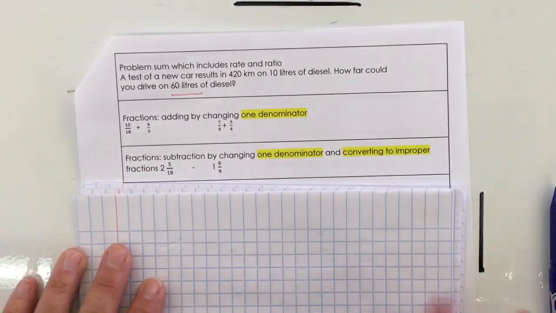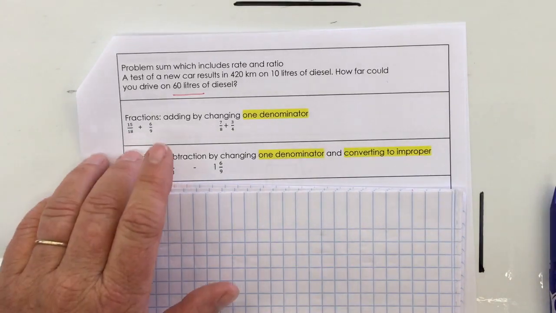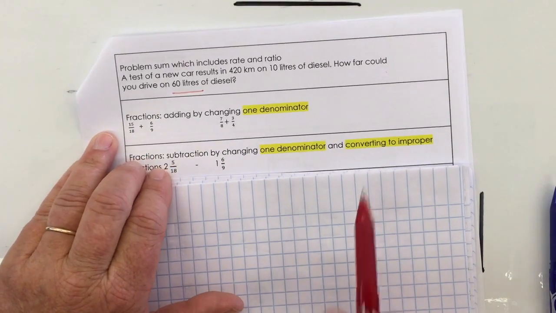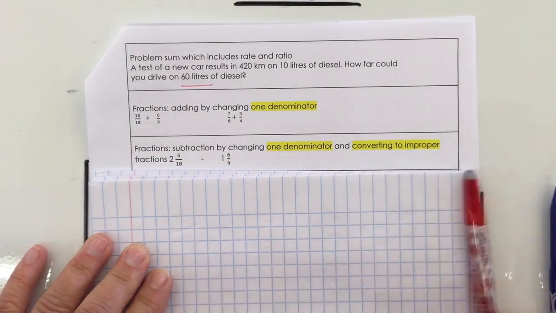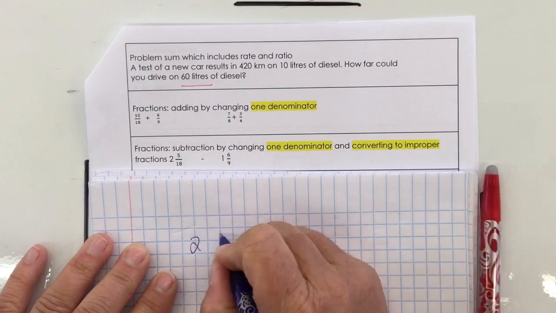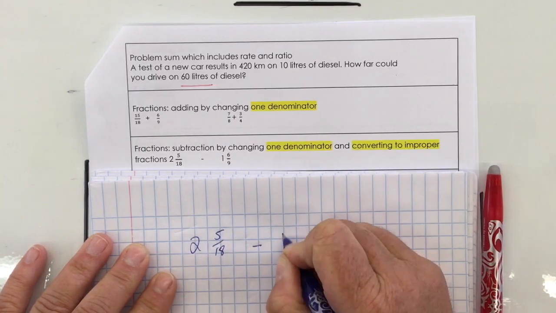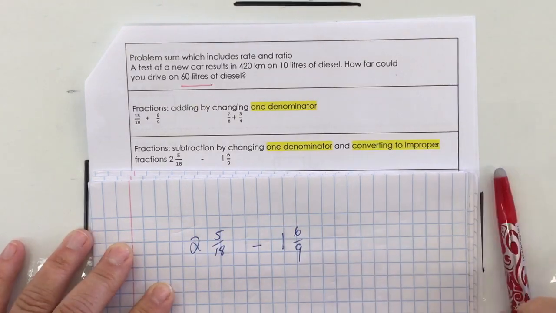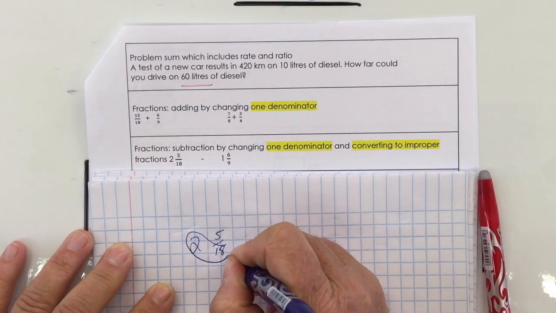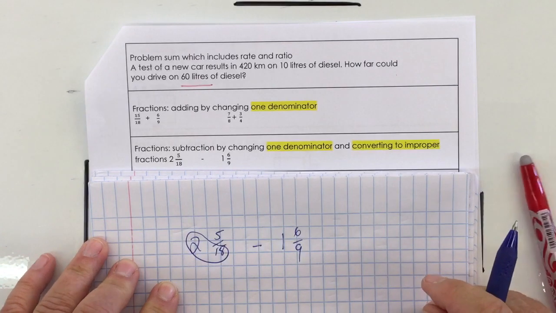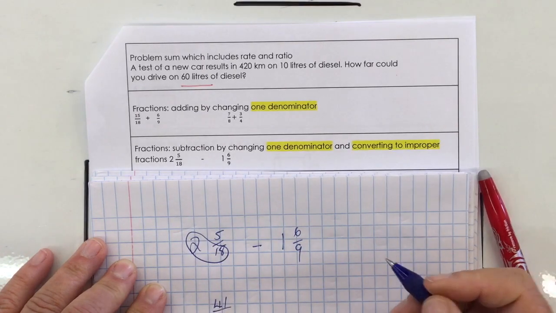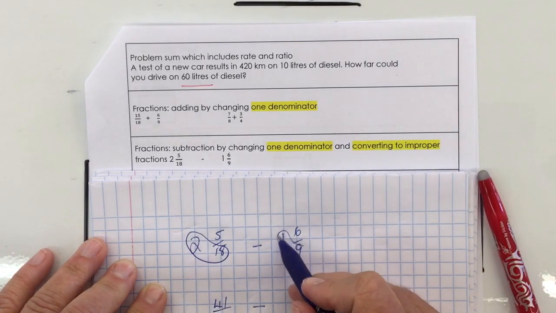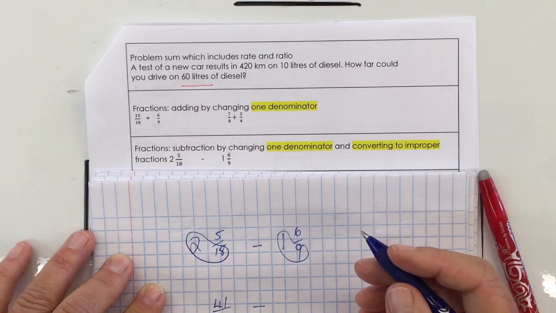Okay, please notice highlighted here, I've said we're changing one denominator, and I want to see the converting to make improper fractions. So, I've got 2 and 5 over 18 minus 1 and 6 over 9. The first thing we do is multiply that. What is 2 times 18? Add 5, please. Over 18. Okay. Minus. Let's multiply this. We get 9. 9 plus 6 is?